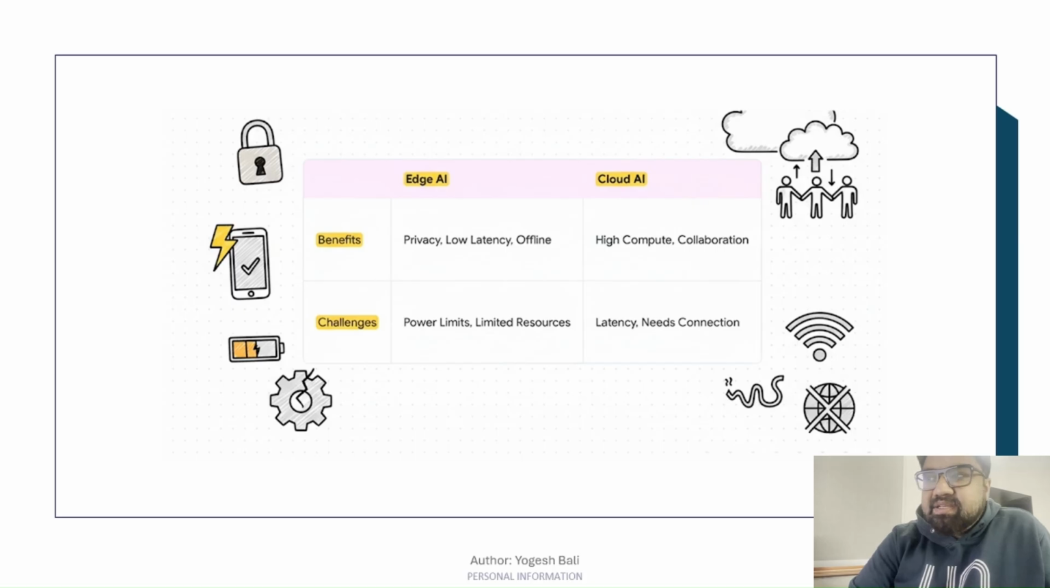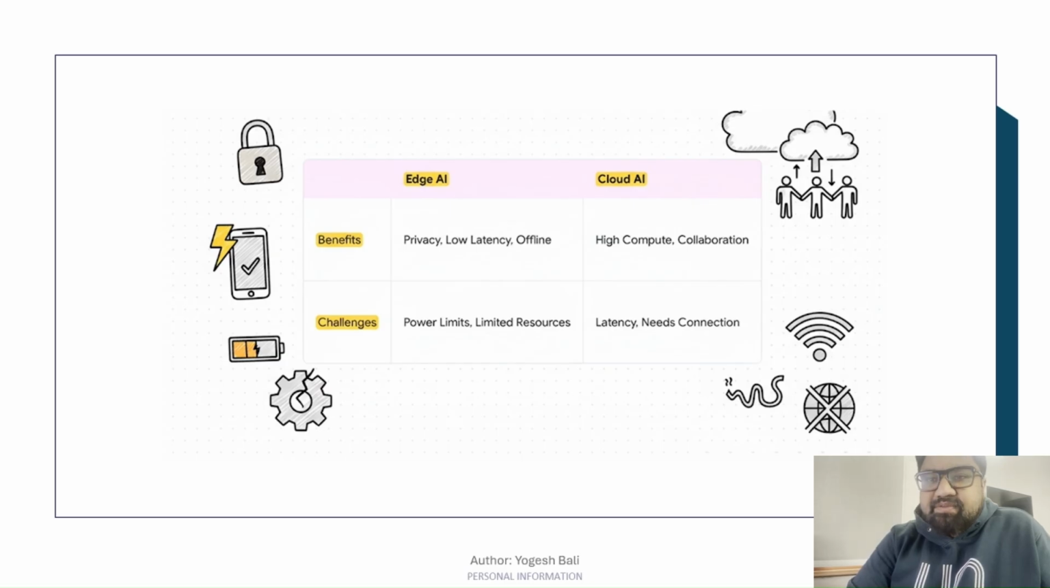If we compare Edge AI with Cloud AI, the benefits of Edge AI are privacy, because data remains on the device itself, and low latency, because no network is required and the AI model is on the device itself. And since the AI model is on the local device, it will work in offline mode as well, with no internet connection required.